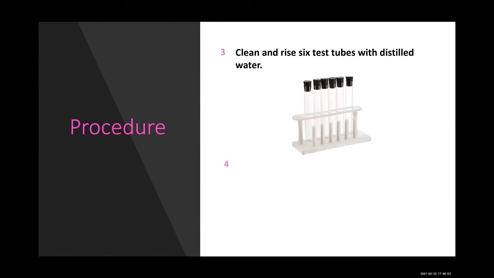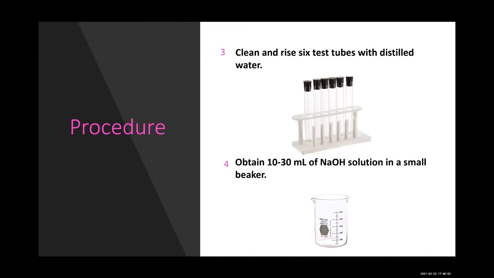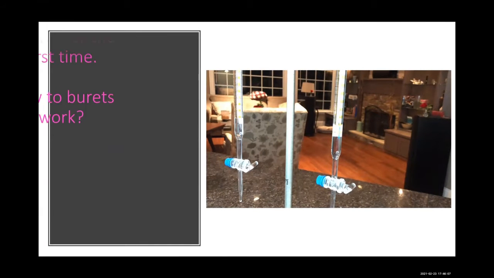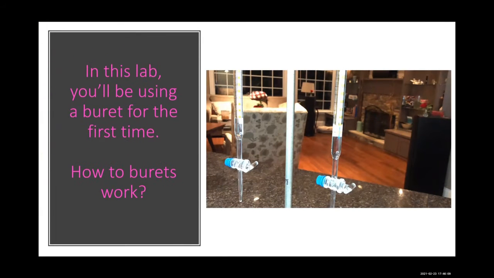So we're going to clean and rinse 6 test tubes with distilled water, and then we're going to obtain 10 to 30 milliliters of sodium hydroxide solution in a small beaker. Now we'll be using burettes for this lab, and you've never used one before, so here's how burettes work.